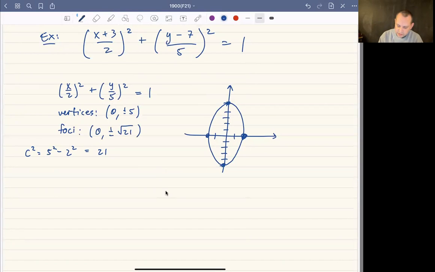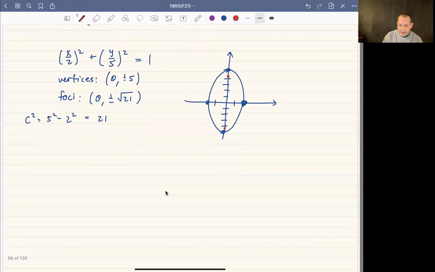So that means our focal points will be something like 4.5. Square root of 21 is about 4.5, and I just know that because 21 is between 16 and 25. So the square root of 21 is somewhere between the square root of 16, which is 4, and the square root of 25, which is 5. So that's basically everything that we need for an ellipse: just the vertices and the focal points.